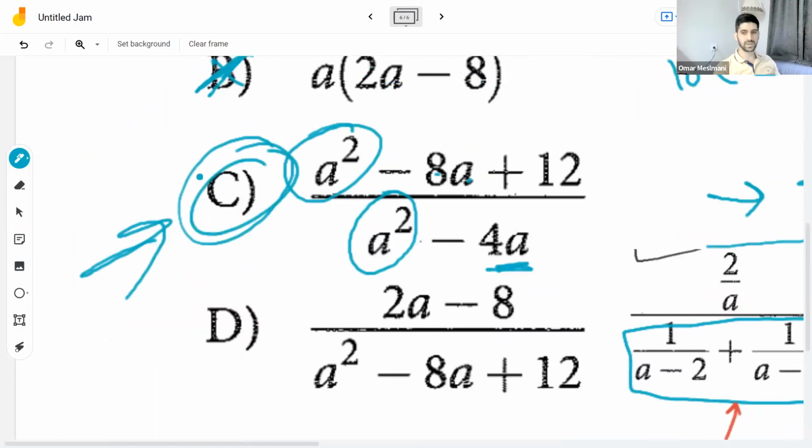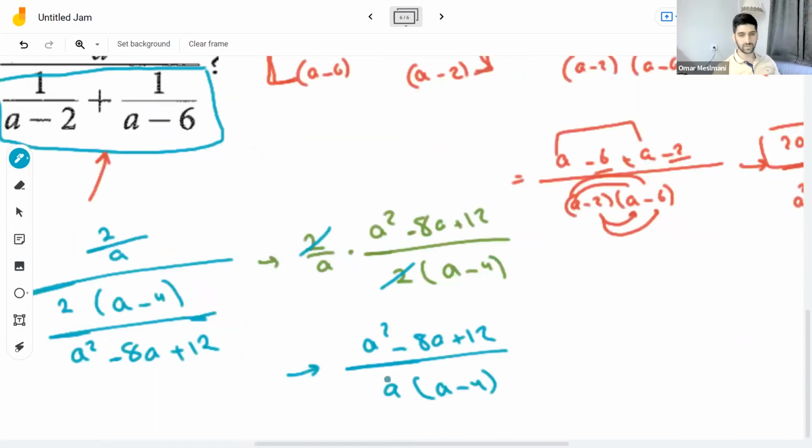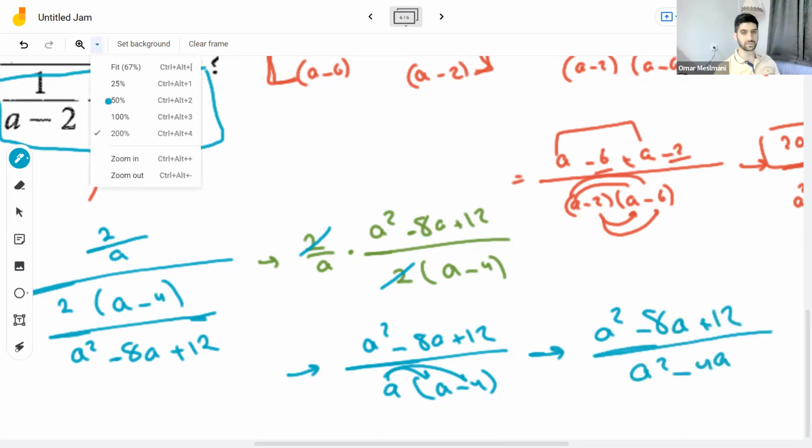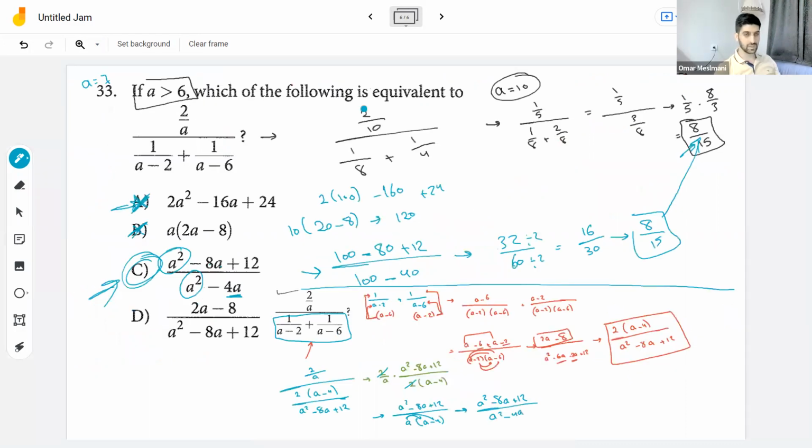Because if you multiply the a inside, you get the same answer. But this is a longer way. You see, it's so long. The substitution concept, it's easier. Is it? Yes.